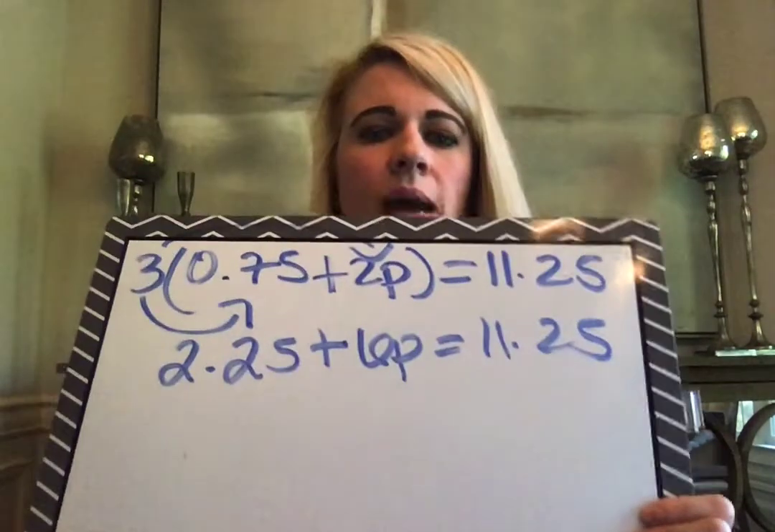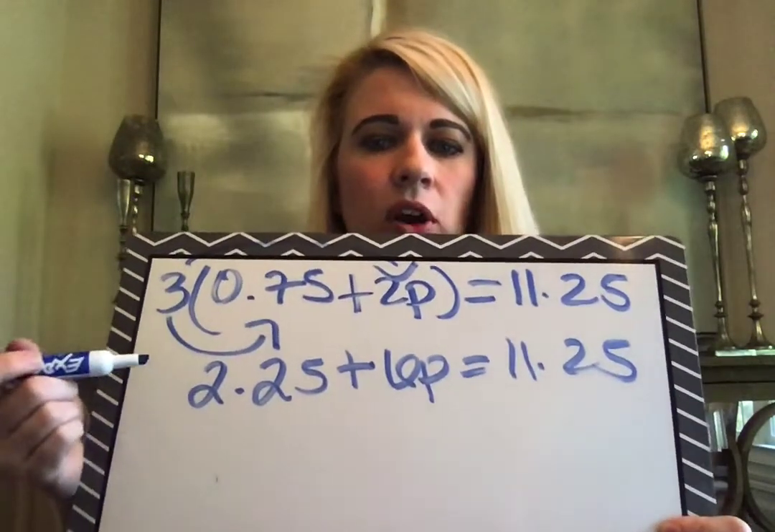3 times 75 cents. Go ahead and type in your calculator. 3 times 0.75, which gives you $2.25. Plus 3 times 2, which is 6. So 6P, which equals $11.25. Okay, so now we're to a 2-step equation. Got to get rid of this first. So subtract 2.25 from both sides. 6P equals, so type in $11.25 minus $2.25 gives you 9. It should give you 9.